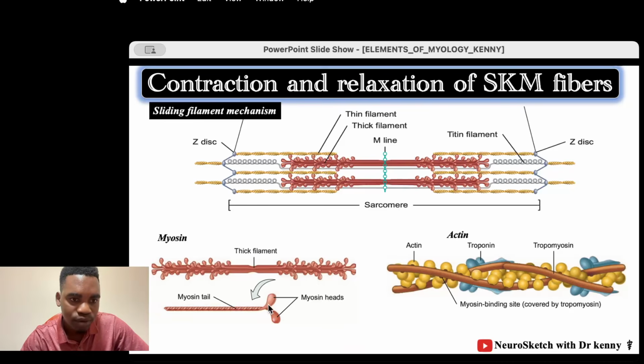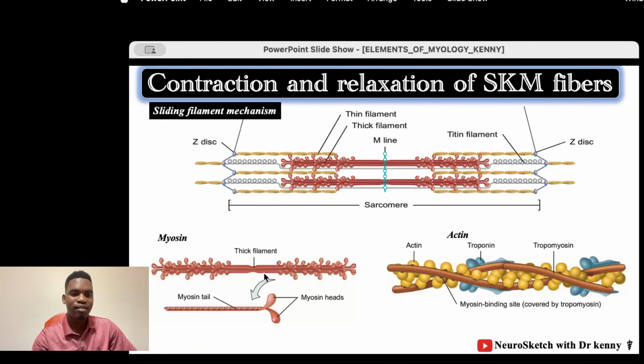So for example, this one is a myosin. It's a myosin protein. So the myosin protein has got a head and a tail. Head and tail of the myosin protein. Are we together, guys? So on the other end, this is the actin protein.